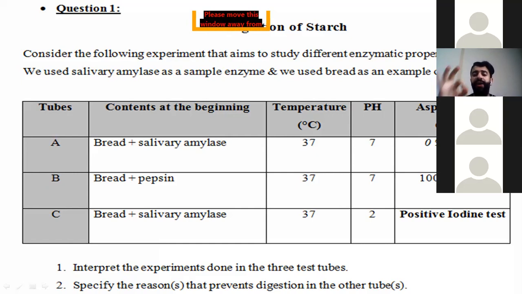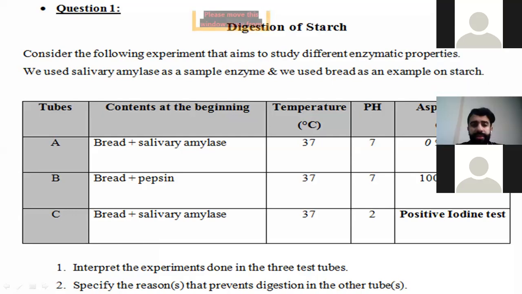After 60 minutes, we have 0% bread. Here you did the analysis. Very good. So we did the analysis. The second step is the indication. This indicates that digestion occurs in tube A. Very good. Moving to tube B.